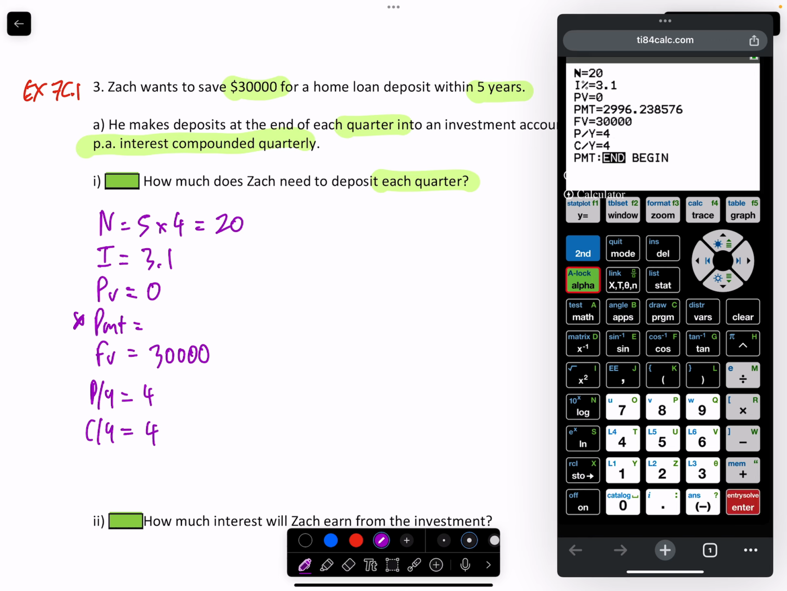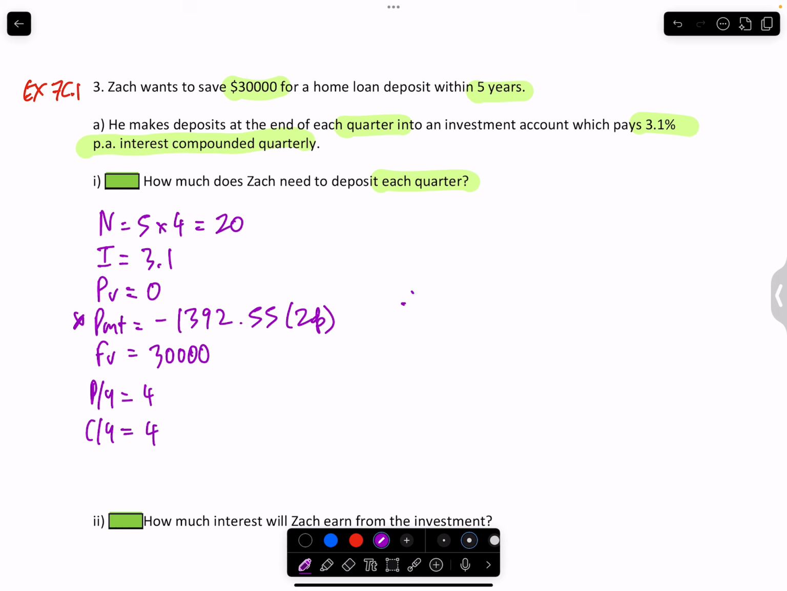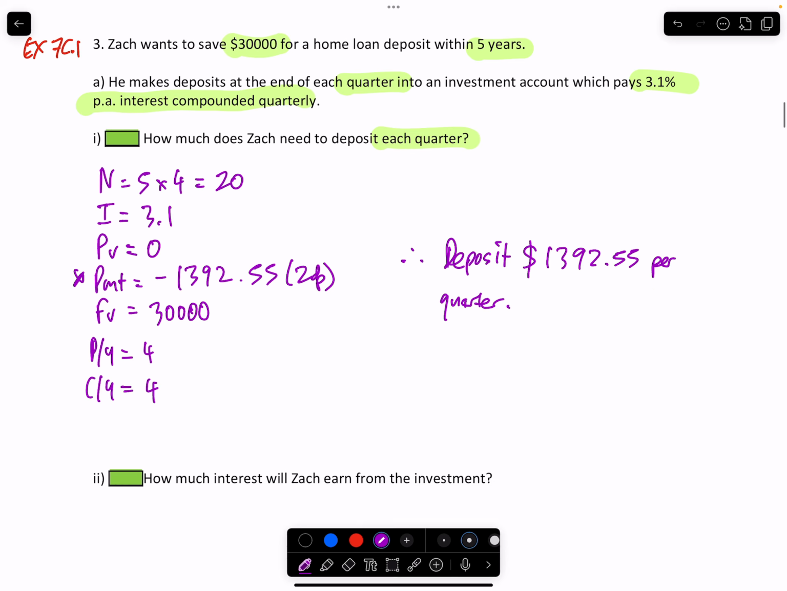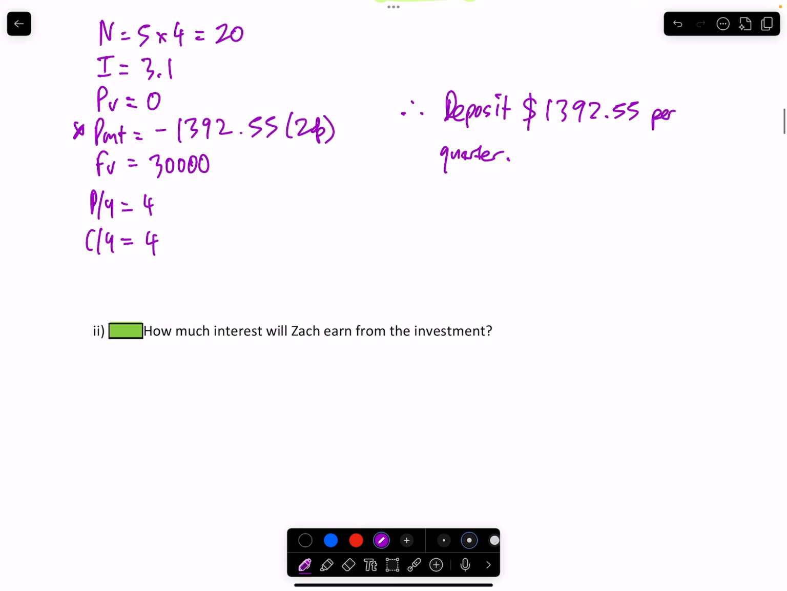alpha, enter. Negative 1392.55 to 2 decimal points. Therefore, deposit $1392.55 per quarter. How much interest will Zach earn from the investment?